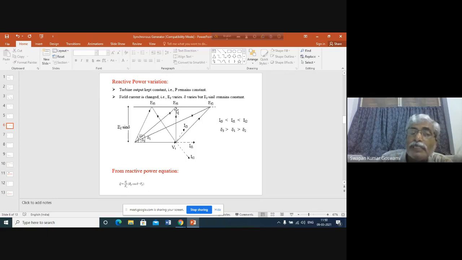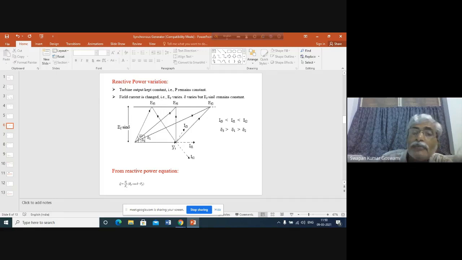So by changing the field current from IF1 to IF2, when IF1 was the field current, EF1 was the induced EMF. When IF2 is the increased field current, IF2 is greater than IF1, EF2 becomes greater than EF1. But delta2 has become less than delta1. Now EF2 cosine delta2 is greater than EF1 cosine delta1, so the reactive power output is increased.